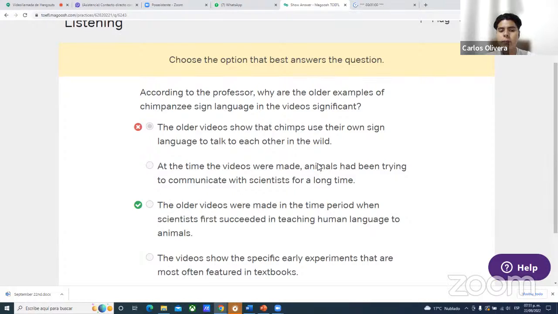Well, basically, these videos do not show that chimps use their own sign language to talk to each other in the wild, because this is something that the professor discusses later. When she discusses these particular videos at the beginning of the presentation, she never says anything about how the chimps utilize their own sign language in the wild, although she does it later. But as I say, always pay attention to the question.